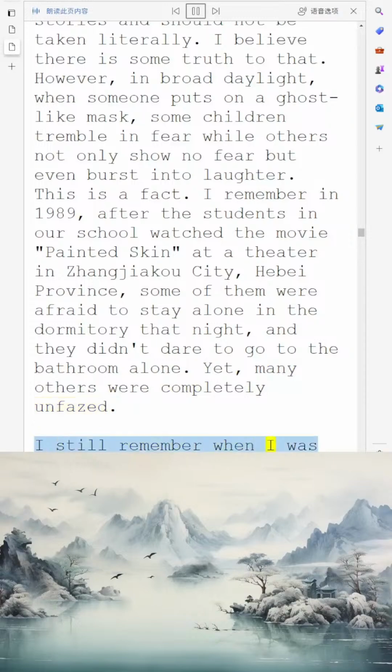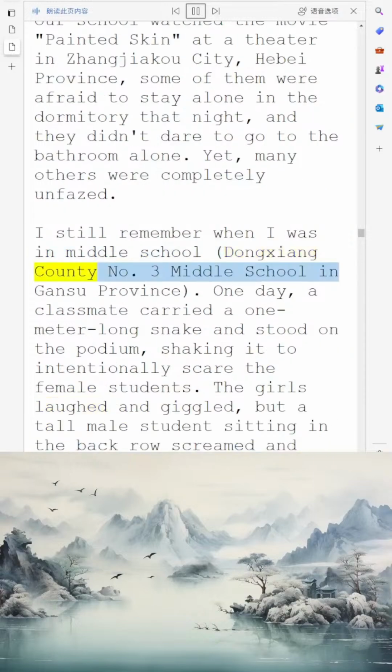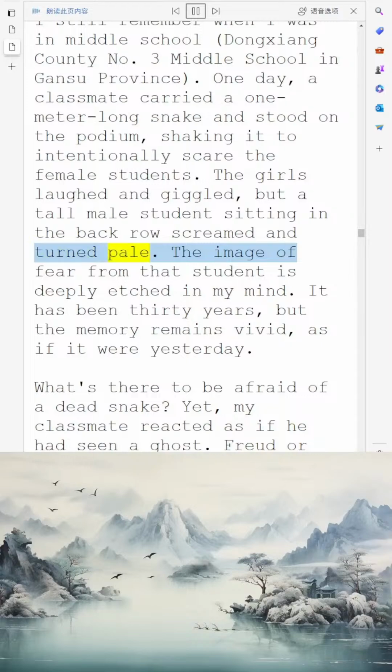I still remember when I was in middle school, Dongxiang County No. 3 Middle School in Gansu Province. One day, a classmate carried a 1-meter-long snake and stood on the podium, shaking it to intentionally scare the female students. The girls laughed and giggled, but a tall male student sitting in the back row screamed and turned pale. The image of fear from that student is deeply etched in my mind. It has been 30 years, but the memory remains vivid, as if it were yesterday.